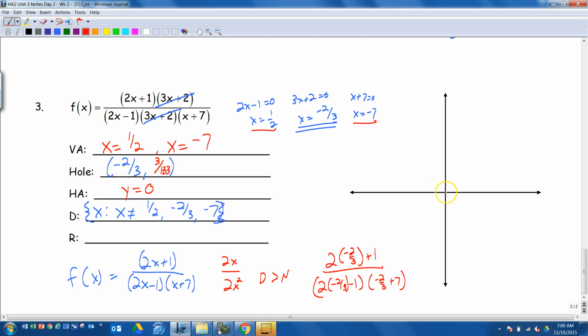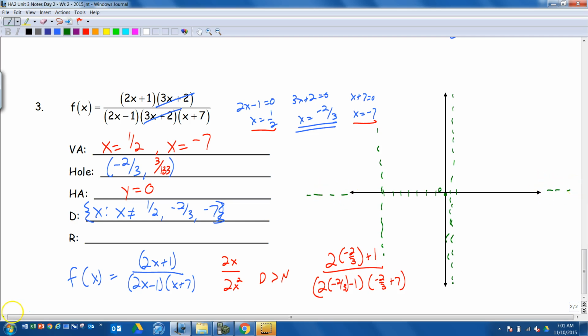Okay? So let's start plotting what we know. We know at negative 7 there's a vertical asymptote. 1, 2, 3, 4, 5, 6, 7. So there's our vertical asymptote. We know there's another vertical asymptote at 1/2, which is right about here. We know there's a hole at negative 2/3 comma 3/133 or whatever. Yeah, so it's very small. It's like right there. And we know if we put 0 in, you get 1 over negative 7. Yeah, so it crosses like right there. Okay. And then we have a horizontal asymptote here and here at y equals 0.